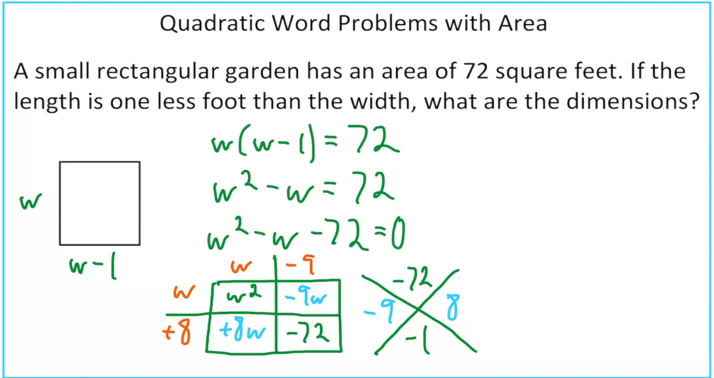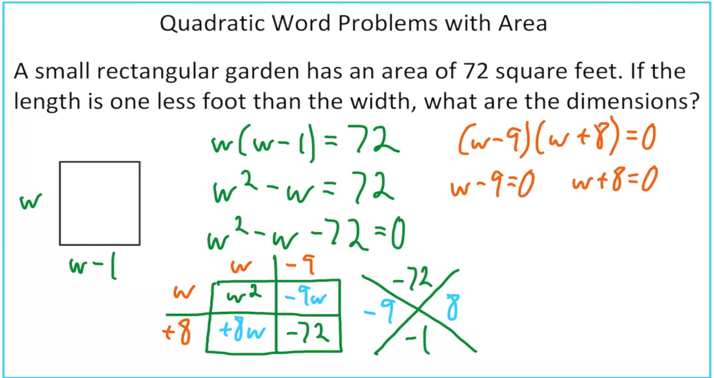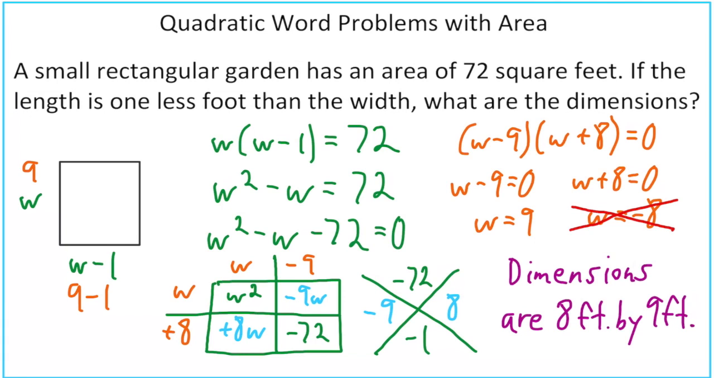Now we can write these out as factors, and then we'll use the zero product property to solve. We'll set both factors equal to 0, and when we move the negative 9 to the right side, it becomes positive, and the positive 8 becomes a negative 8. Since this is a word problem, it doesn't make sense to have an answer of negative 8 feet, so we can get rid of that one. Label the W in our diagram with the 9. That means the length is going to be 9 minus 1. Now we can write our answer. Our dimensions are 8 feet by 9 feet.